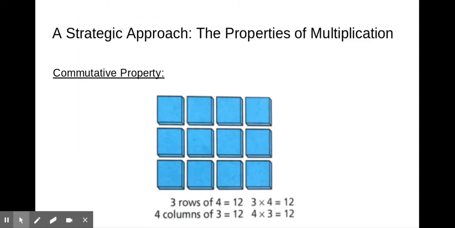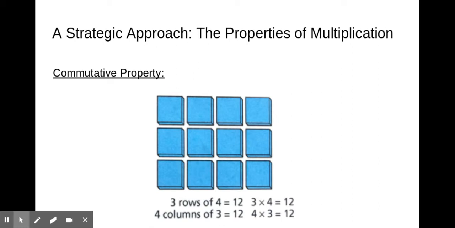Students can also develop their facts by applying their knowledge of the commutative, distributive, and associative properties of multiplication and by decomposing numbers. The commutative property of multiplication reduces by almost half the number of facts to be learned and recalled. The commutative property states that you can multiply numbers in any order.